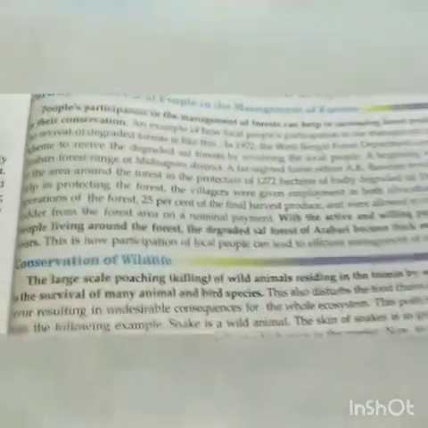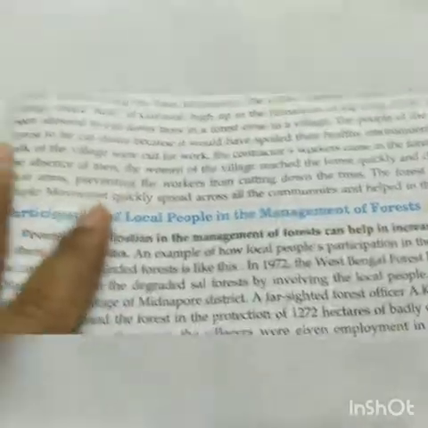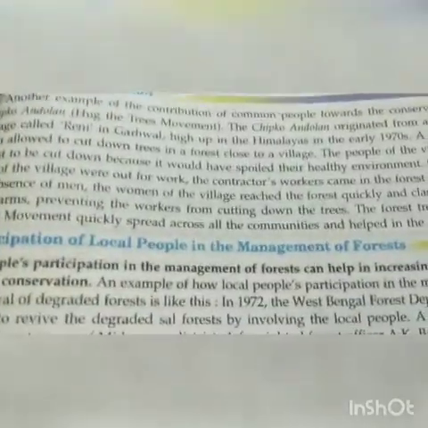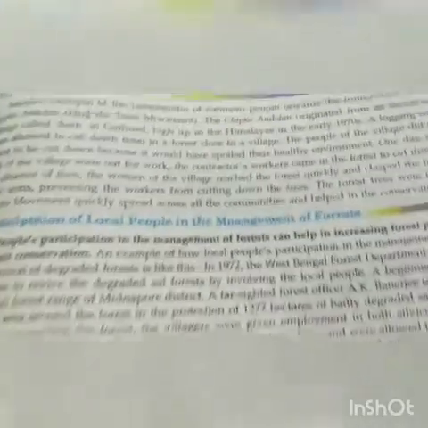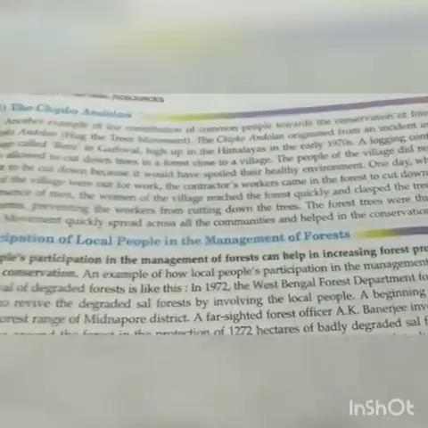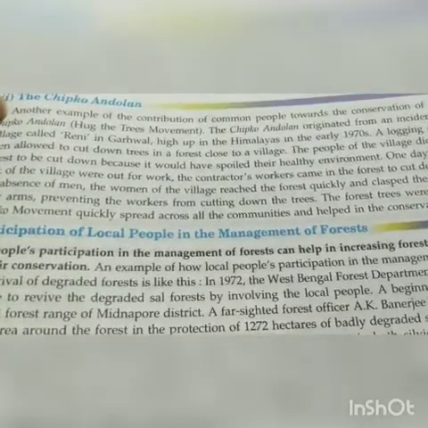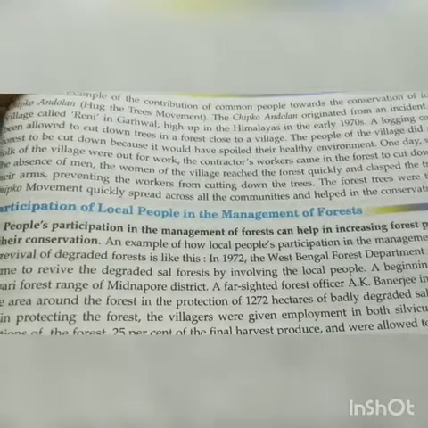What happened? It is a village, Reni, in Garhwal. It is in the Himalayan region. In that village there is a forest. Some contractors wanted to cut down the forest for industrial purposes. Then one day they came when the village men were not present at home. They had gone for their work. At that time they came to cut down the trees. Then what did the women do?